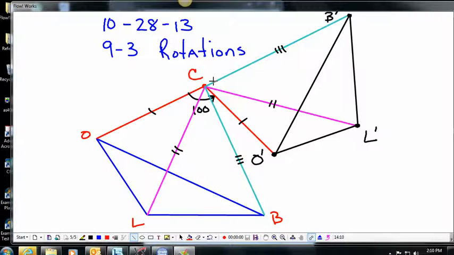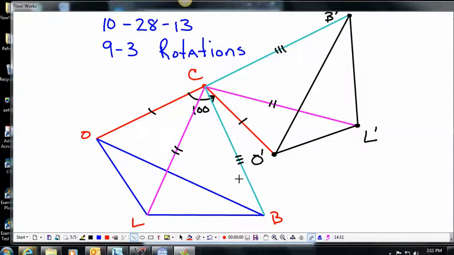I know there's a lot of lines up there. But can you see how corresponding points are staying the same distance away from the center of rotation? Does that make sense? It's orbiting around that, isn't it? Okay. Good. Turn the page.